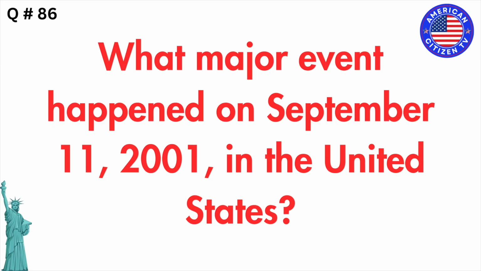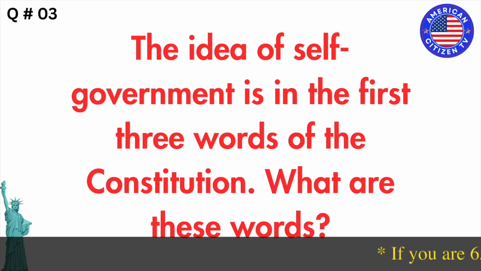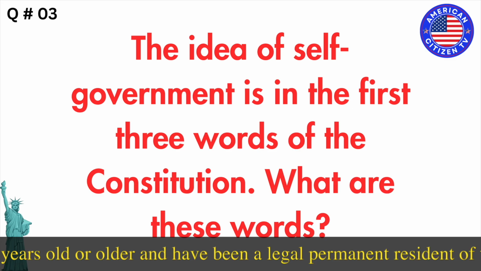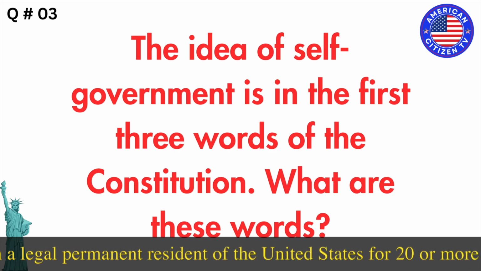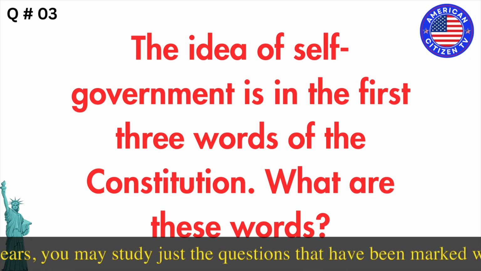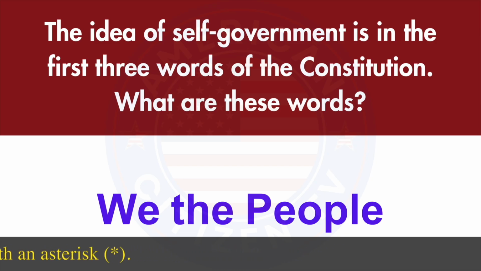What major event happened on September 11, 2001 in the United States? Terrorists attacked the United States. The idea of self-government is in the first 3 words of the Constitution. What are these words? We the people.